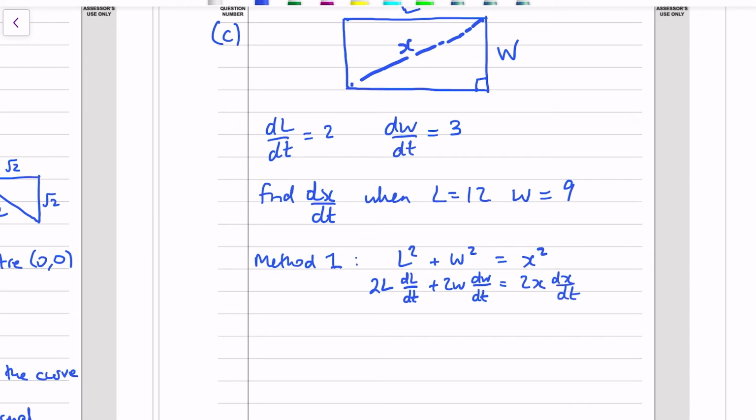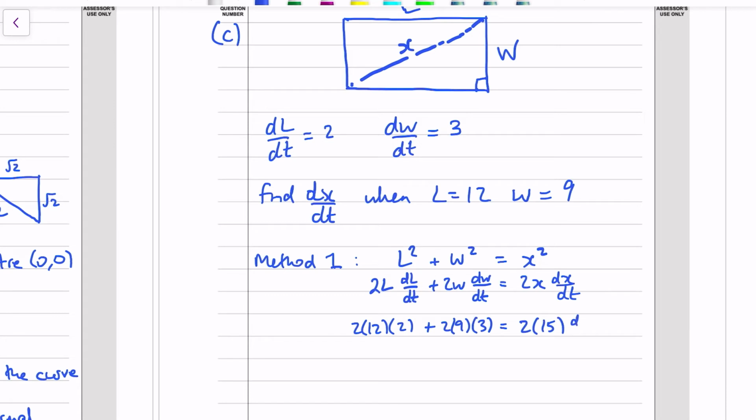And now once I've done the differentiation, I can sub in all the information. So dL/dt is equal to 2 and L is equal to 12. So 2 times 12 times 2. W is 9, 2 times 9, dW/dt is 3. X, when the width is 9 and the length is 12, the x value is 15. I just used Pythagoras to do that.